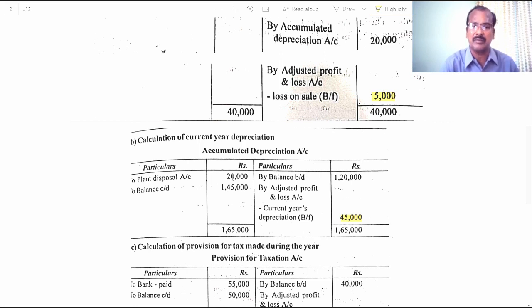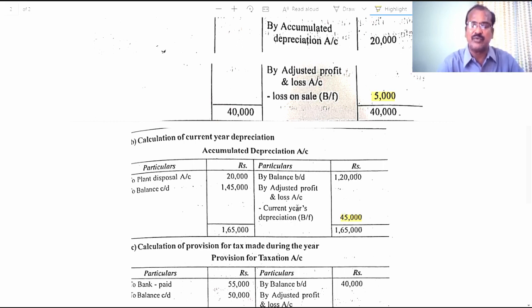The moment the plant is sold, the corresponding value of the accumulated depreciation should also be removed and closed, and that's the idea. So from 1,20,000, if you deduct 20,000 rupees, what is the closing balance expected to be? It is only 1 lakh. But what is the actual closing balance of the accumulated depreciation account? It is 1,45,000. Therefore, you find an increase of 45,000 rupees in the accumulated depreciation on plant account. That's nothing but the current year provision for depreciation.